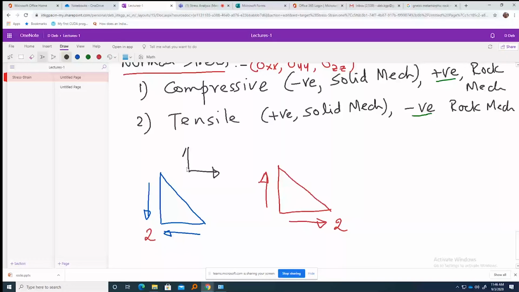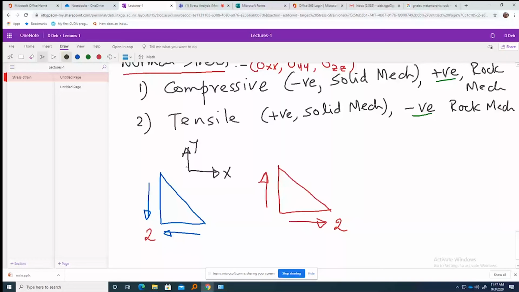First I am giving you the definition of solid mechanics. If a shear stress is oriented towards a positive axis, and the outward normal of that plane where that shear stress is acting is also acting towards a positive axis, then that shear stress will be positive, or vice versa.